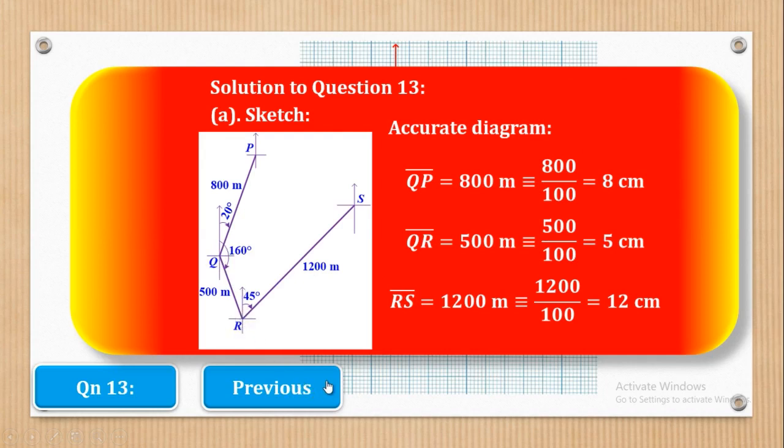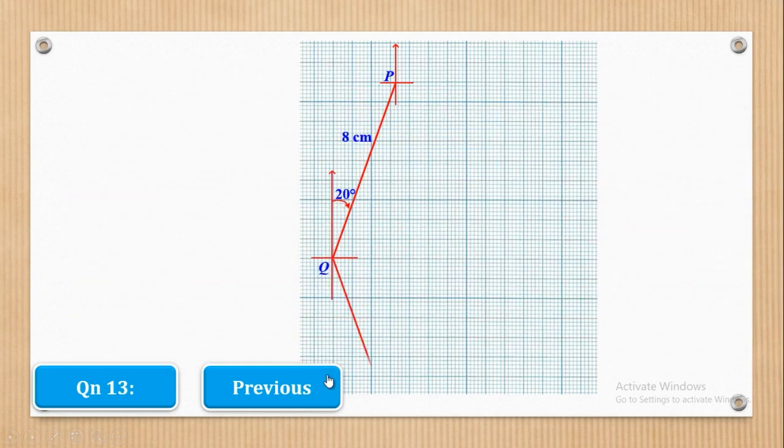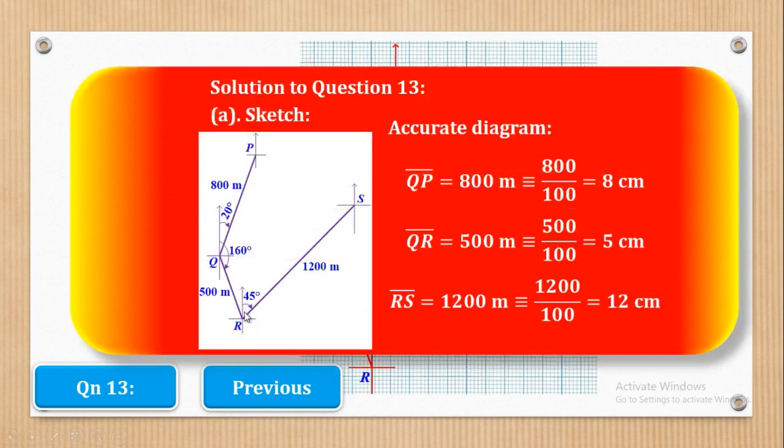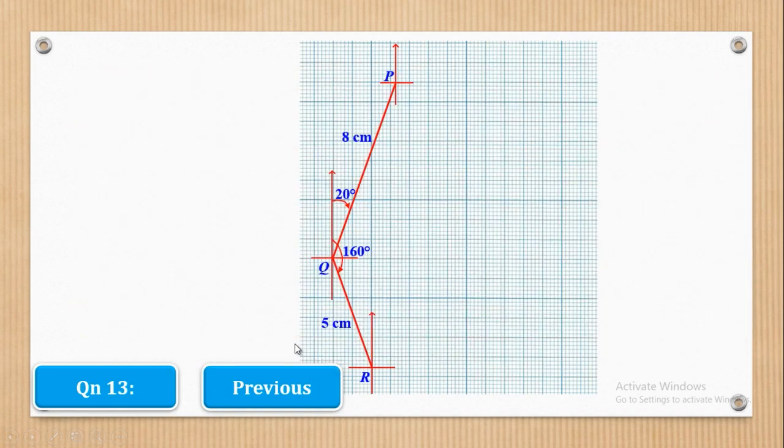So let's also do that. So you have got the position of R. Let's see the next. Now when you reach R, you're going to measure 45 degrees from the north and also measure off 12 centimeters to reach position S. Let's do that also.